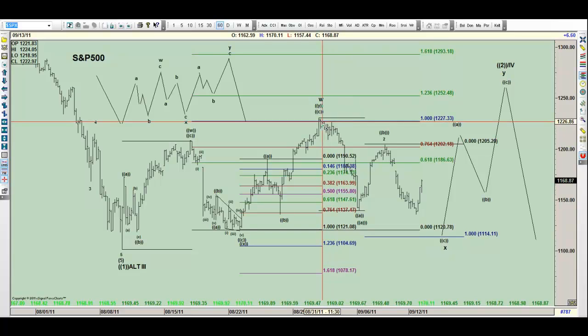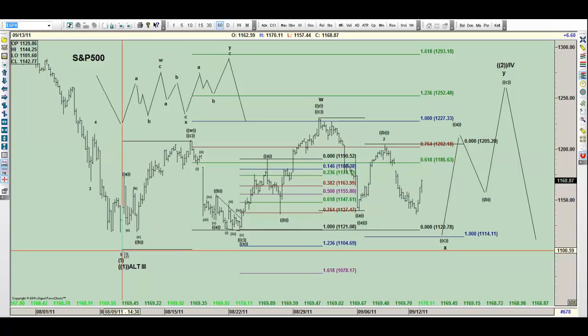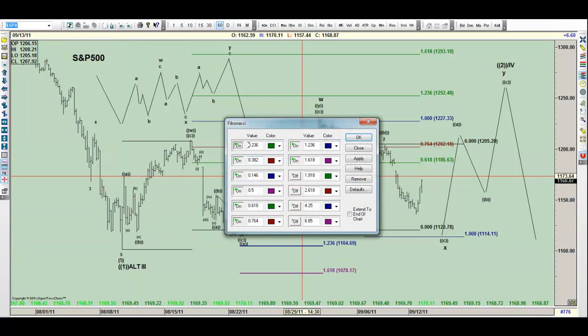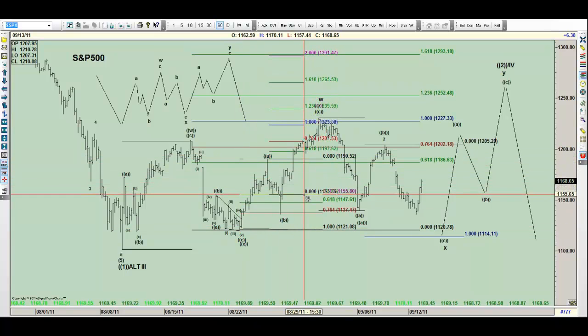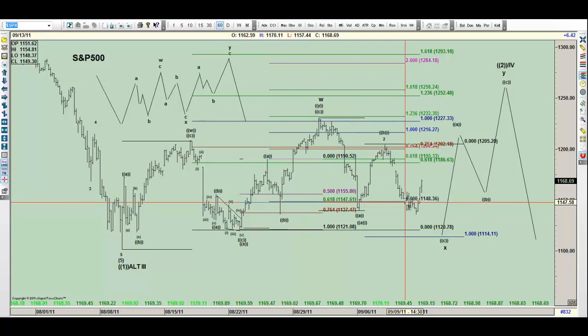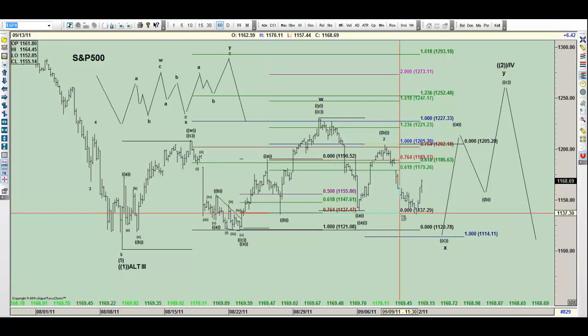And then you know that C should end at the equal legs of the previous one, so the target is where Y equals W. So what do you do? Very easy. You do something called reverse analysis. That means you're going to mention the A wave and trace the Fibonacci over the previous Fibonacci waves, and then you see that it makes sense right here with the 50% retracement. It makes sense with the 1.236, and it makes sense also with the 1.618 and the 76.4%.